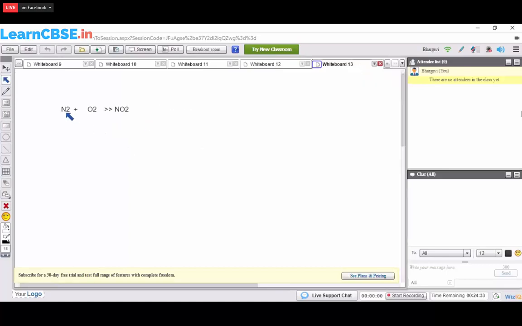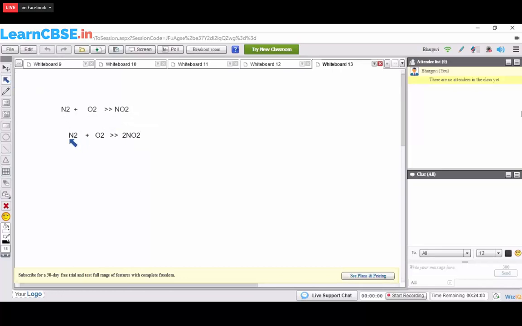Okay. N2 plus O2 gives NO2. Okay, so now here 2 oxygen atoms, here also it is 2 oxygen atoms. So the oxygen is balanced now. Nitrogen is 2 here, but here it is only 1. So we have to place the 2 in front of the NO2. So N2 plus O2 gives 2NO2.